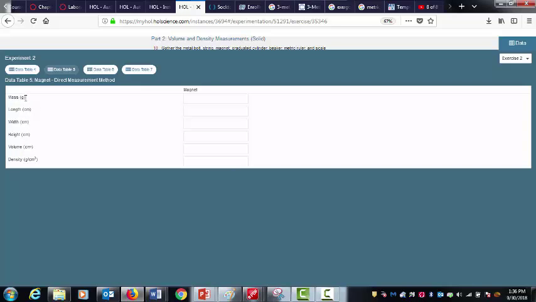And then your density will be mass divided by volume, and again, your density will have as many sig figs as the least amount of sig figs. So if your mass only has 2 sig figs and your volume only has 2 sig figs, then your density will only have 2 sig figs.